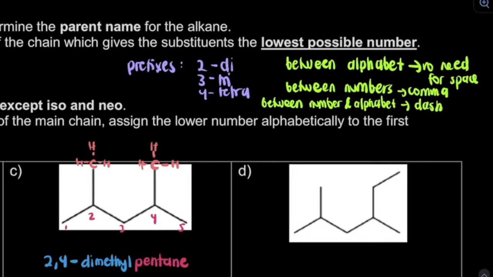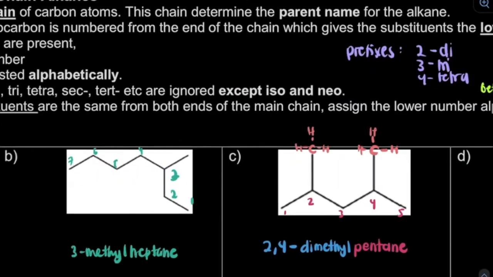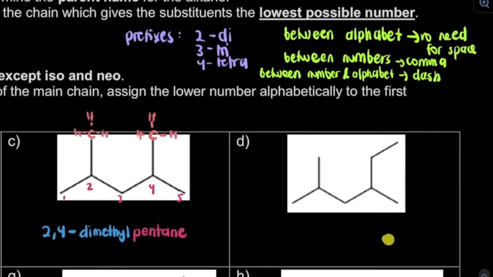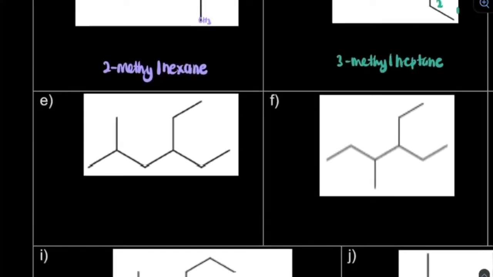Okay, so contohnya kita tengoklah 2,4 dimethyl pentane ni kan. Okay, 2,4 between numbers, comma. But then 4 dengan dimethyl, number alphabet, kita guna dash. But between the letters, we're not going to use any space. Question D, try yourself. Okay, question E.